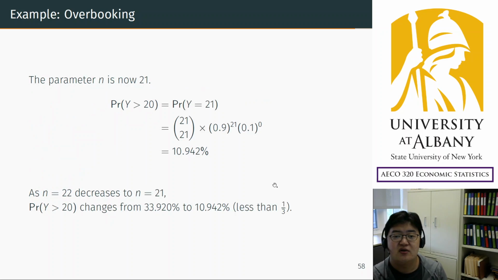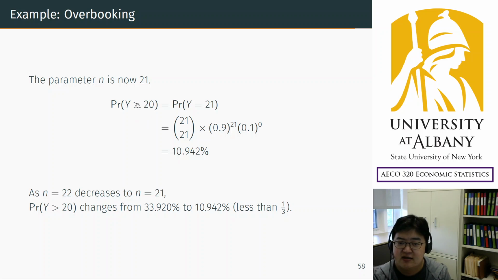So first, you have to find the parameters. p is 0.9, and that does not change. But the parameter n is now 21 because the airline company sold 21 reservations. So the maximum number of passengers is 21. And then we are interested in the probability that y is strictly greater than 20.